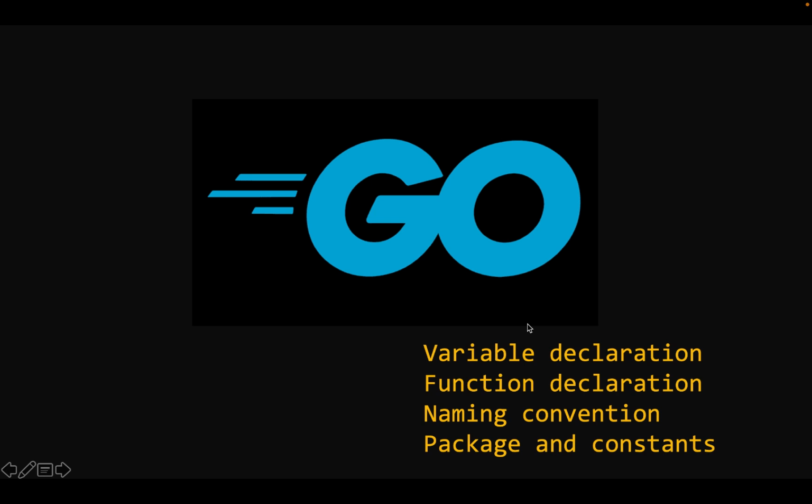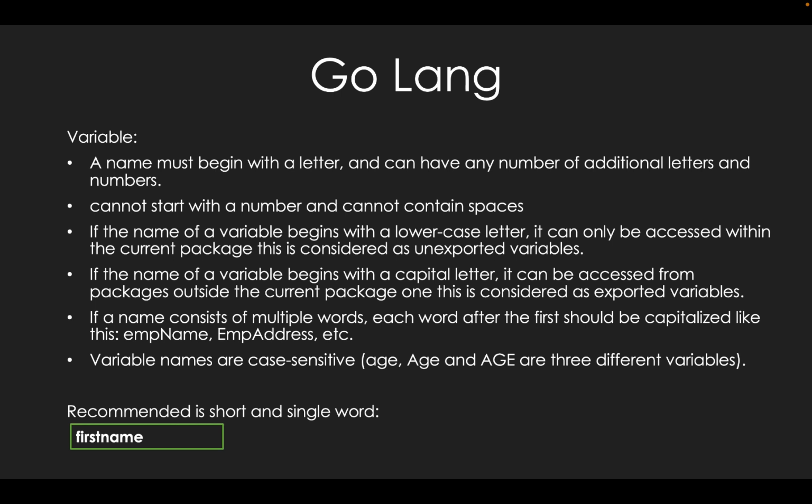Today, we are going to see Go language variable declaration, like function declaration, naming convention, packages, and constants. So how can we declare the variables in the Go language? Let's see that first. Your variable name must begin with a letter. It can have any number of additional letters and numbers after that.